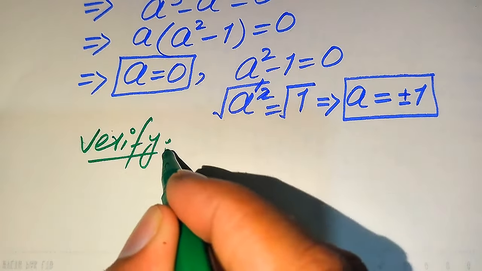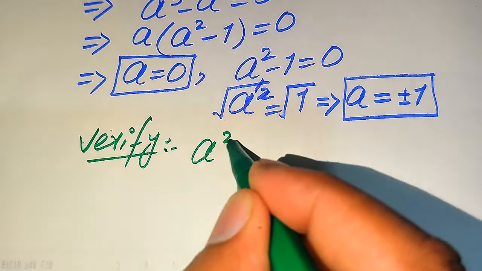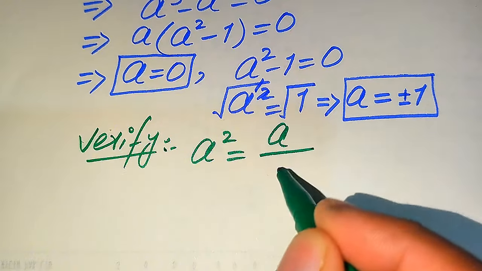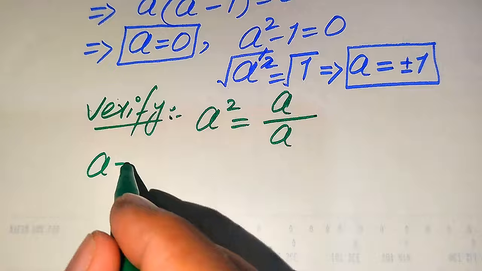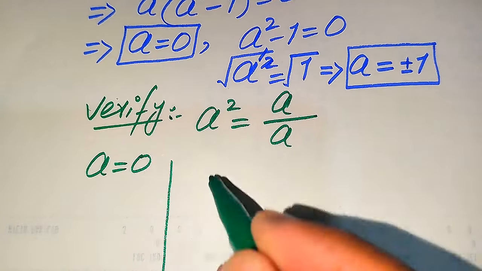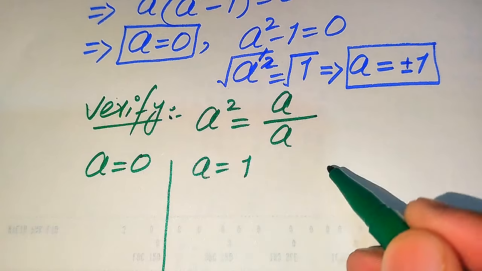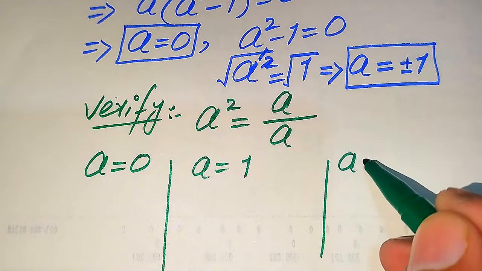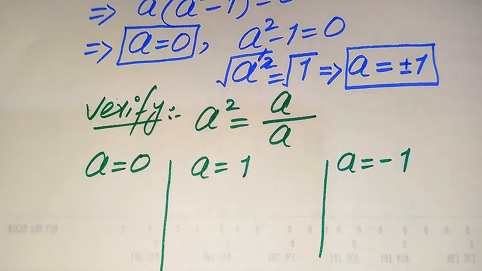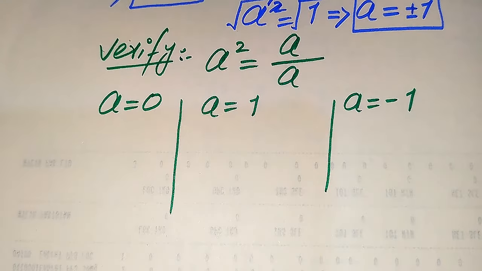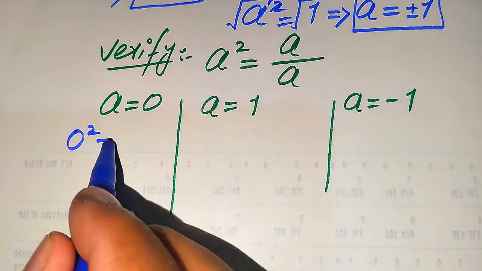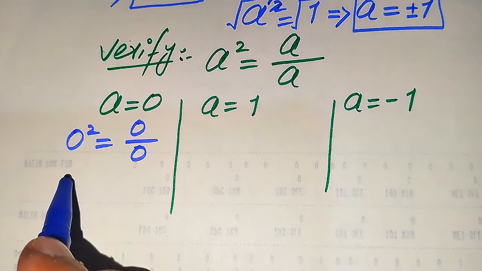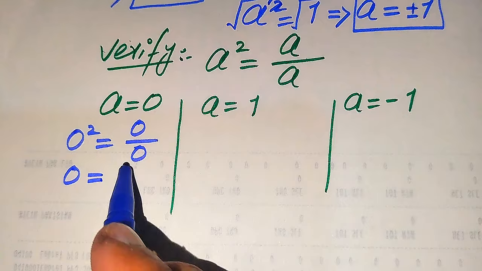So for verification of the roots, we need to copy down the given equation here, and it is a square equals a divided by a. In this side we will verify a equals 0, and in this side we will verify a equals plus 1, and in this side we will verify a equals minus 1. So here we verify all of these three values. When we put a equals 0 on both sides, you see here we get 0 square equals 0 over 0.